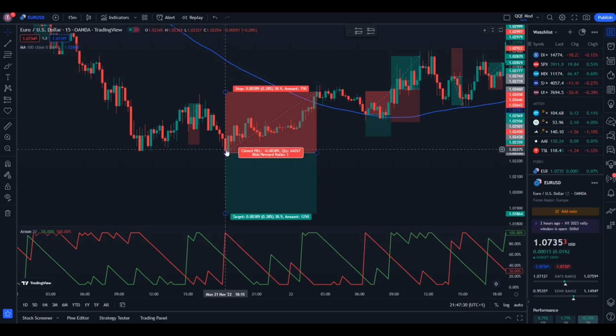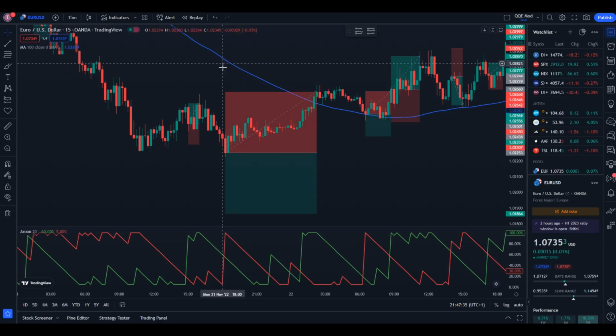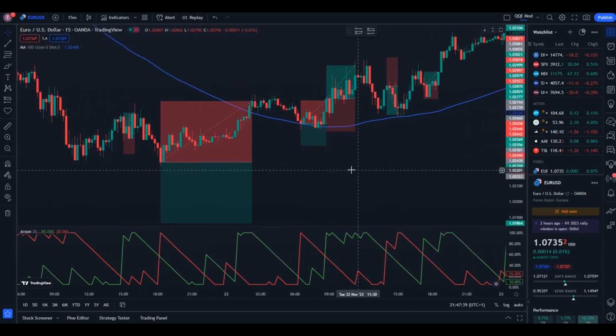And so if we have a look at this trade, the Rune gave us a short signal, we are under the baseline, so this trade was valid. Let's move to another trade to make it a little bit more clear.